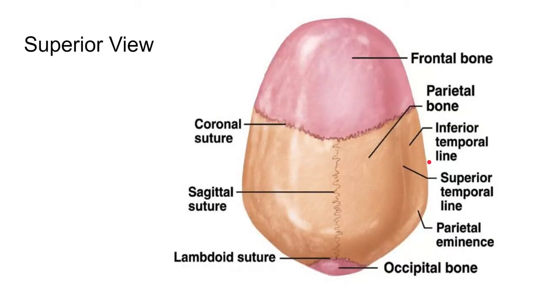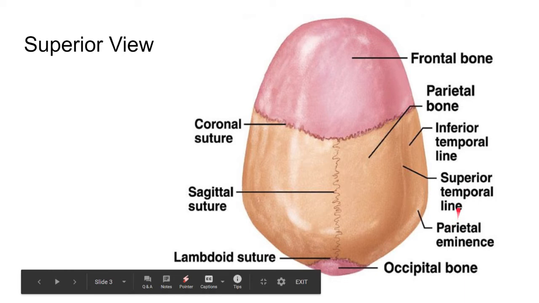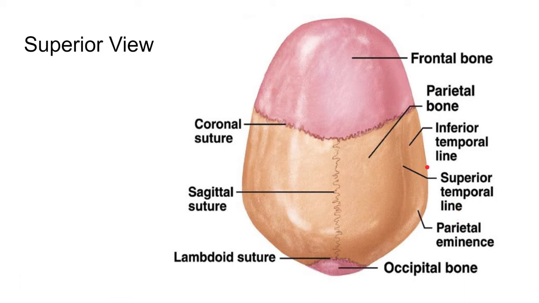Now, if I'm going up top here, looking at the head from above, again, a lot of stuff that we've seen before. One thing I want to tell you, these things right here, inferior temporal line, superior temporal line, parietal eminence, I do not want you to worry about those. You can cross those off of your note sheet, okay? But you see some of our sutures, which we've discussed before. This is going across the top of the head.